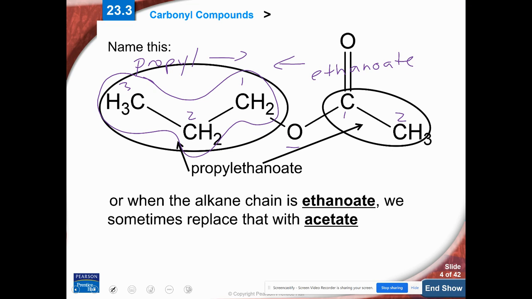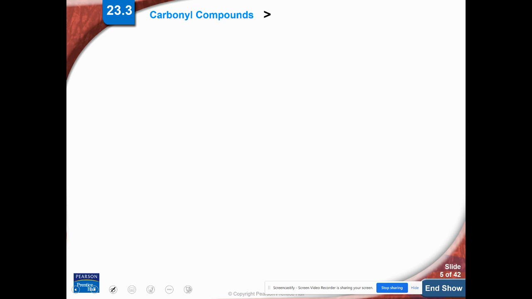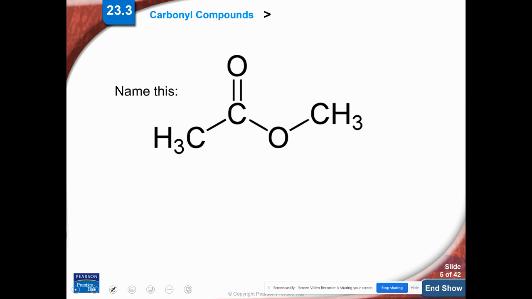And sometimes that's going to be called acetate, but we're just going to ignore that. Or you can call this propyl acetate. Okay, so let's give this one a name. All right, remember, I named the branch after the oxygen first. 1 carbon. So this is methyl.